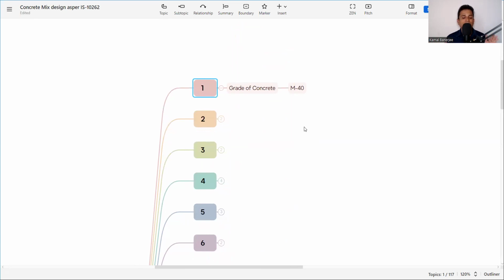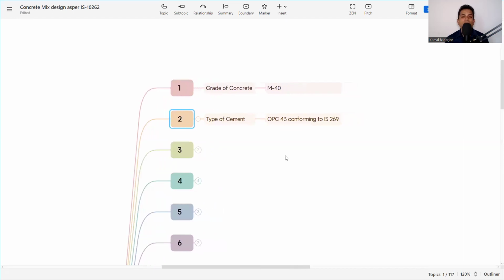So here we are discussing M40. That means the minimum strength should be M40 or 40 Newton per millimeter square or MPa. So the grade of concrete we decide is M40. Now the next part we need to know is the type of concrete. Why type of concrete? Because we have different types of cement, that is OPC, ordinary Portland cement, PPC Portland pozzolana cement, slag cement, rapid hardening cement. According to the requirement of the project, we need to choose what type of cement we need to use, because according to the cement, the mix design procedure will change.